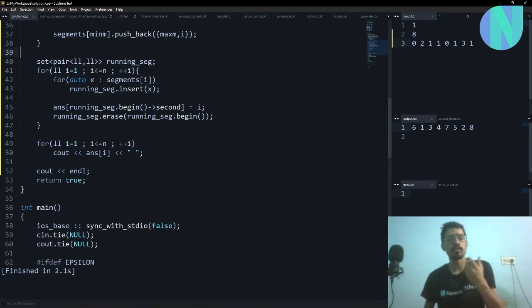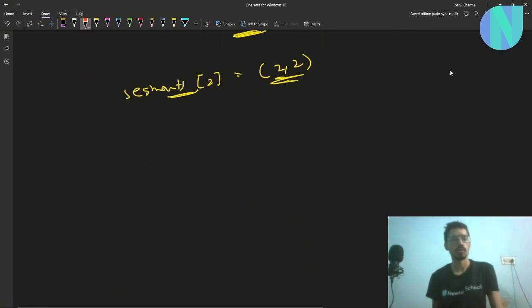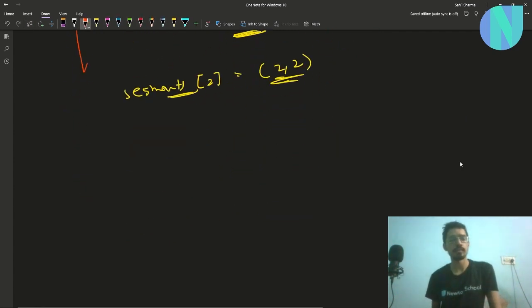Now I have to find the values. So I will keep a set that is called running segments. First I have to place 1, right? So I will check all the segments that contain 1. How many segments contain 1? Only segments of 1 contain 1, right? So I will insert them into my running segments.